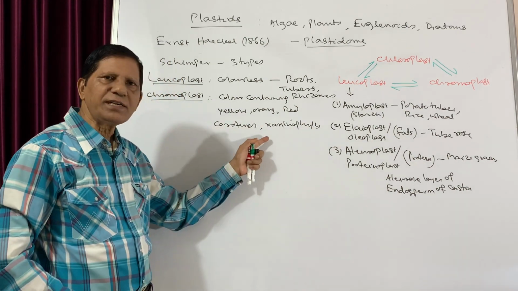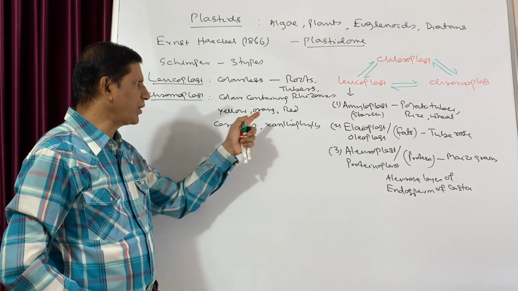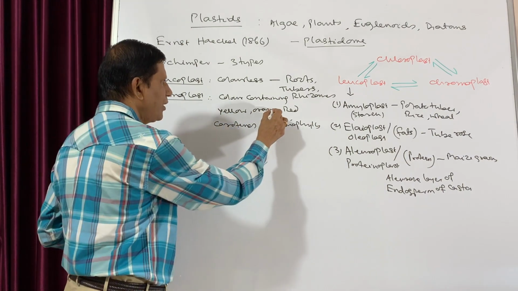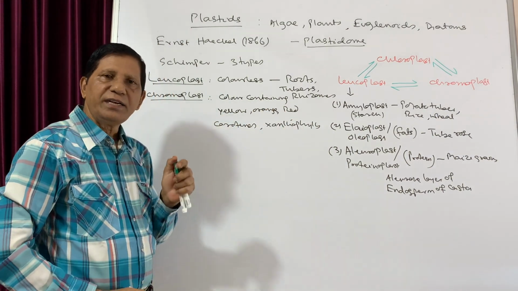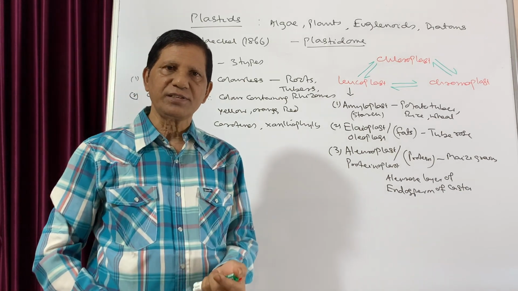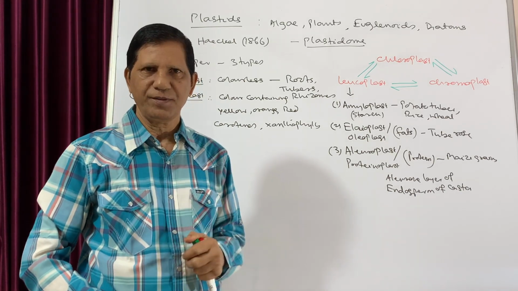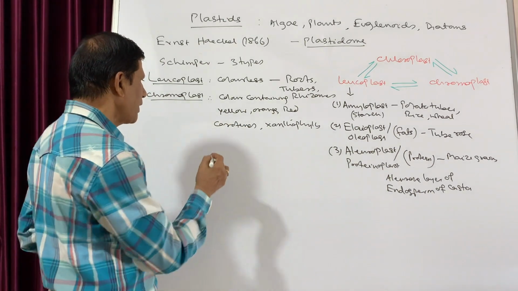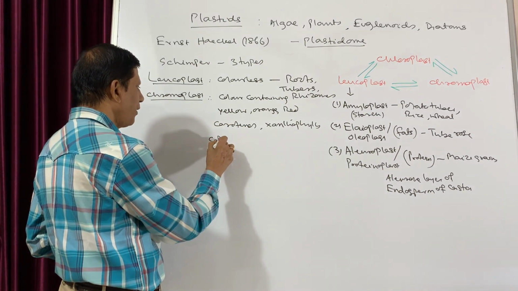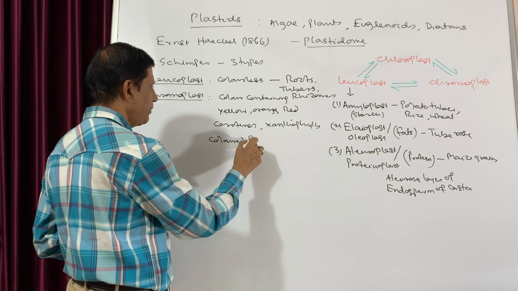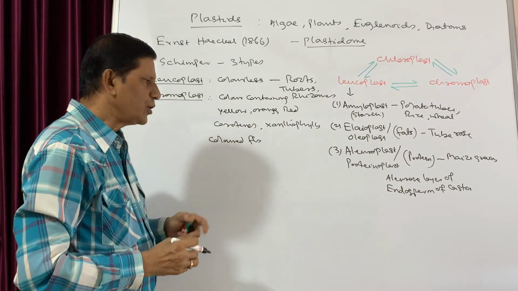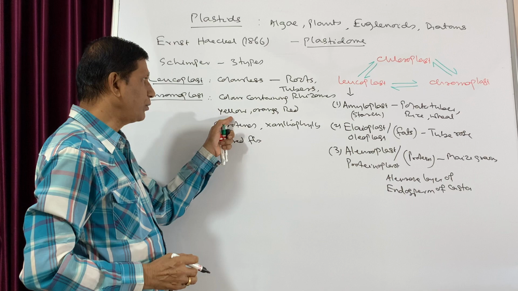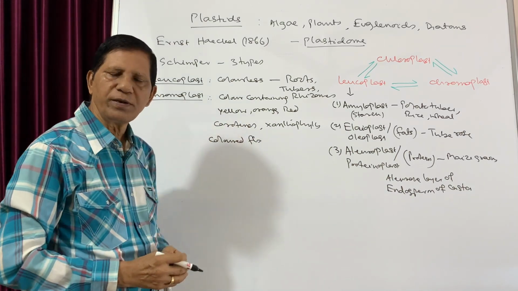So the carotenes and xanthophylls impart these different colors, maybe yellow or orange or red. The different colored flowers and fruits that we see are due to the presence of these different colored pigments. Suppose you take the case of colored flowers: the colored flowers are due to the presence of these carotenes and xanthophylls.